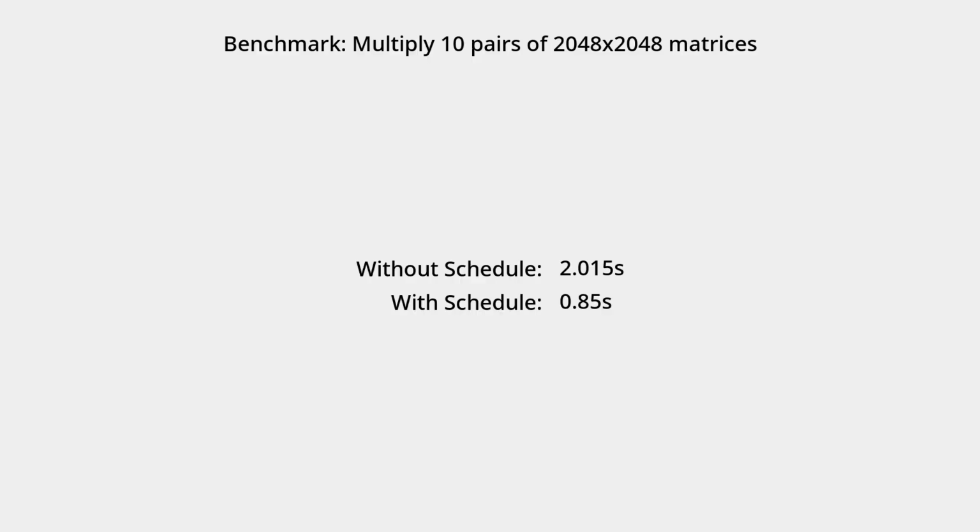In a simple benchmark where I multiplied 10 pairs of 2048 by 2048 matrices, the total runtime went from 2 seconds without the schedule down to 850 milliseconds with the schedule. This is about 2.3 times faster.